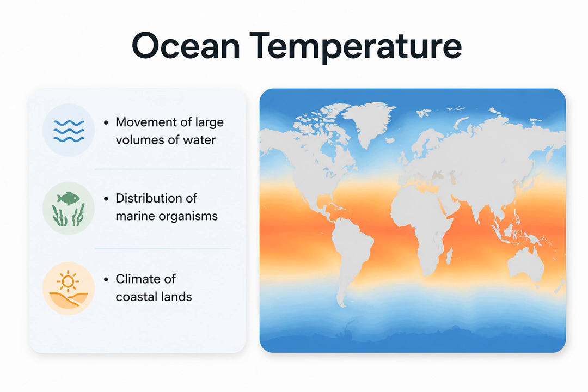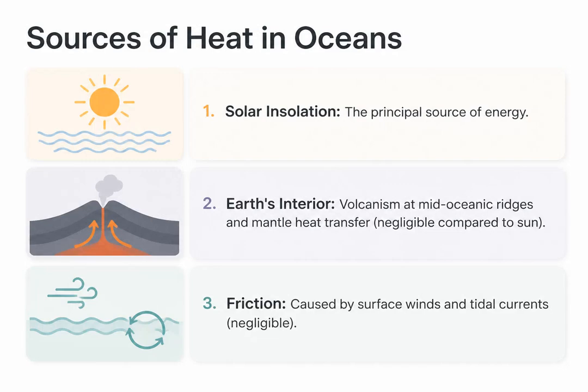Let's start by looking at where the ocean gets its heat. The primary source of energy for the oceans is, unsurprisingly, the sun's insolation. However, it is not the only source. A small, almost negligible amount of heat comes from the Earth's interior. At great depths, ocean water is heated by volcanism at mid-oceanic ridges, and convection currents circulate this heat upward. Finally, a tiny amount of heat is generated by friction from surface winds and tidal currents.